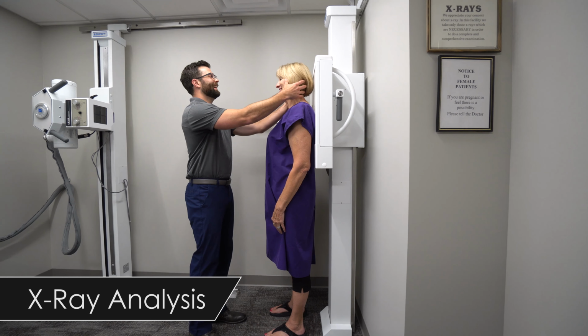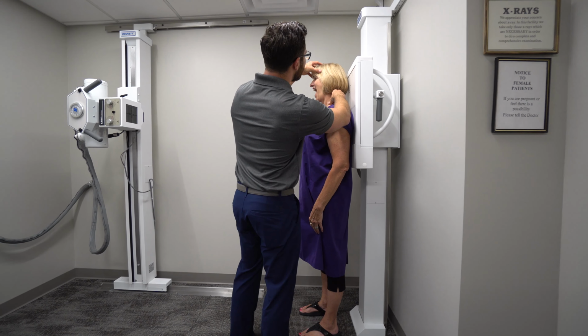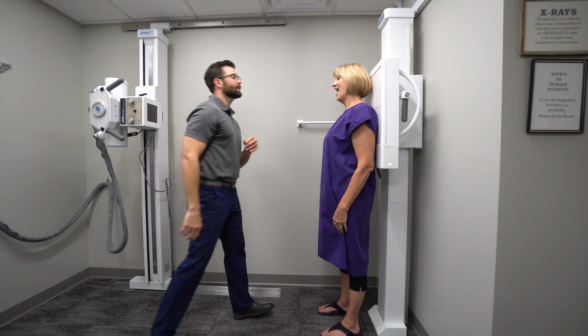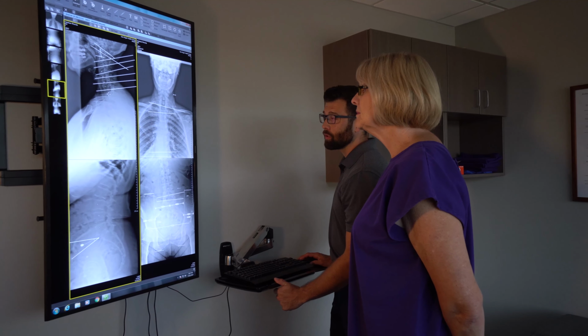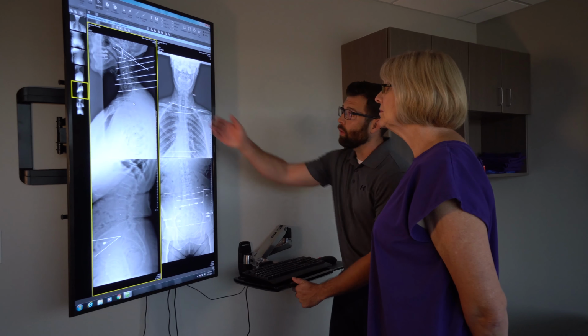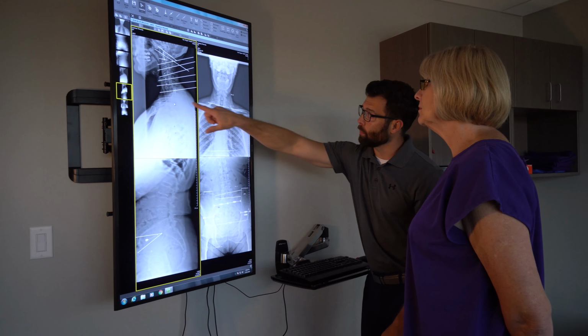X-ray analysis. This enables the doctor to visualize the entire structure of the spine. To see is to know, not to see is to guess. We have no idea what a person's spine looks like, and we do not like to guess. We take films on all patients with the exception of young children and infants, as well as pregnant women. With these films, we see contraindications to getting adjusted.